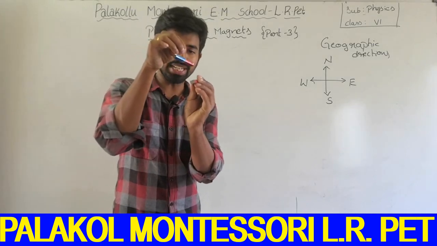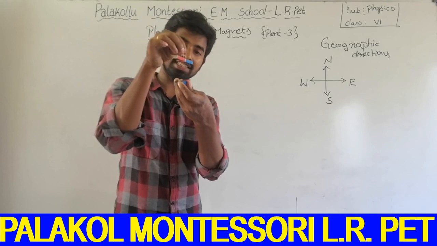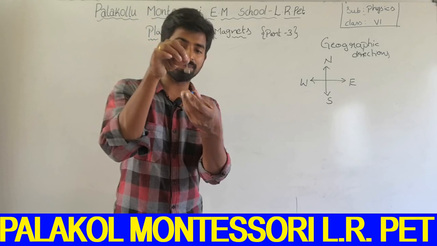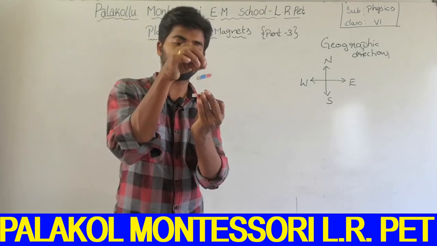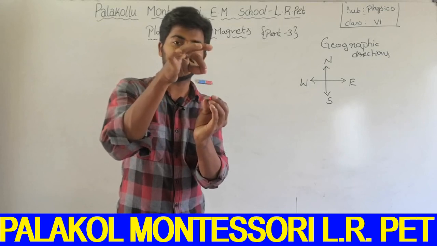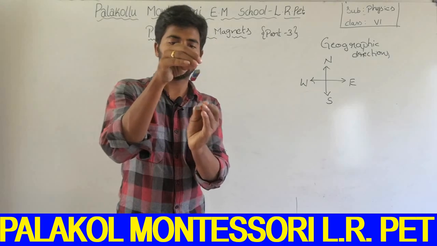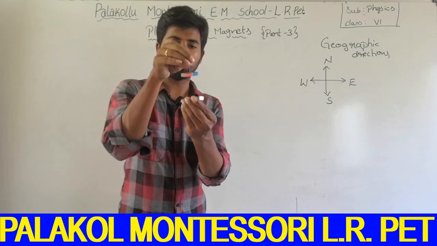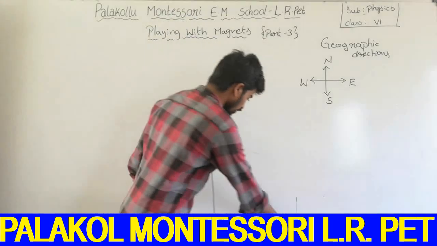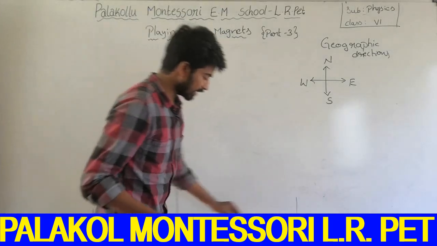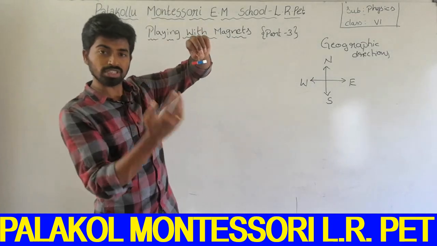If I rotate the magnet, what is happening? The suspended bar magnet is also rotating. Did you observe that? I will rotate it again. See what has happened? Again the suspended bar magnet has rotated. So, what was happening here? The north pole of the suspended bar magnet is always towards the south pole below it.